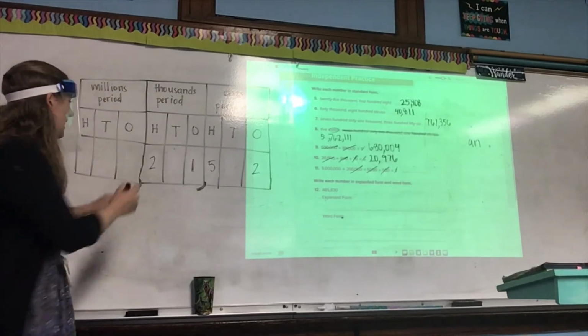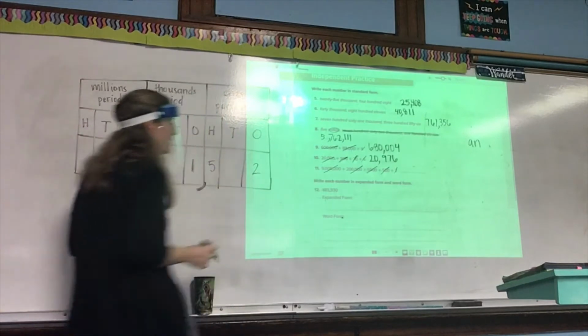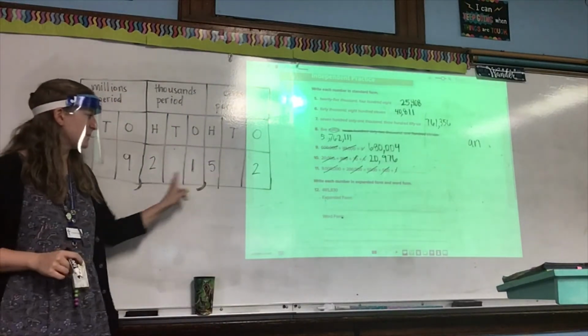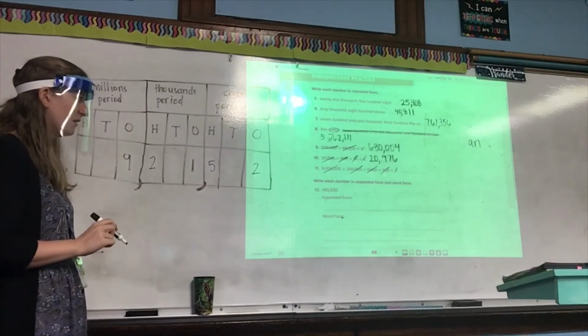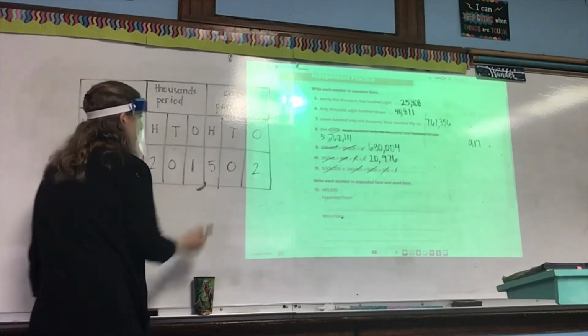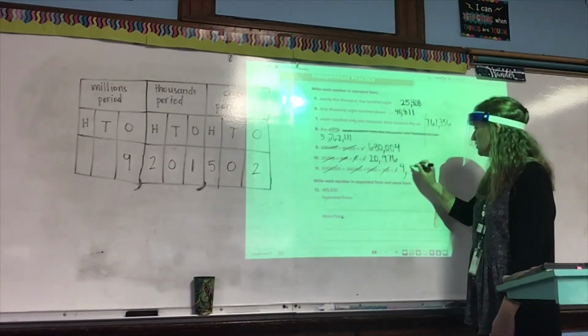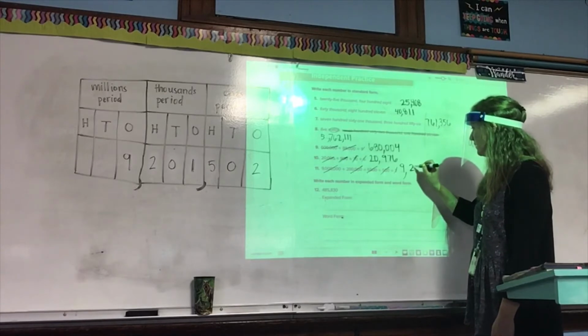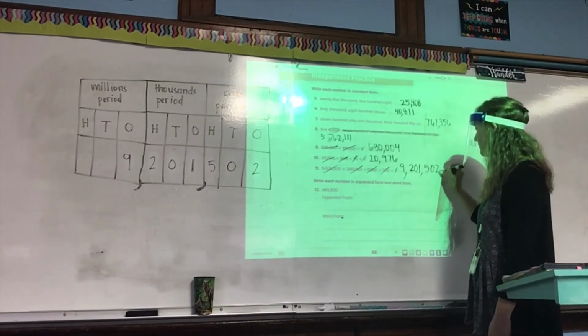A 9. Okay, so now we figured out where all of our numbers go, but are we done? Can we have these blank spaces? No. What do we have to put there, Zari? Zeros. So now on our line we have 9, comma, 2, 0, 1, comma, 5, 0, 2.